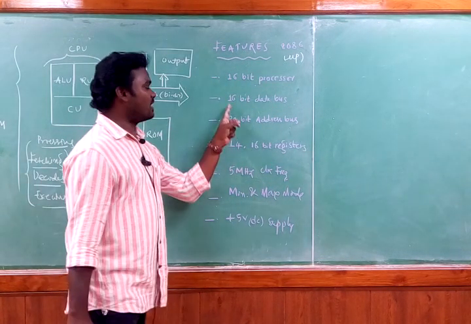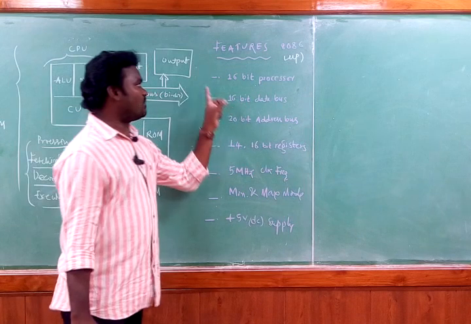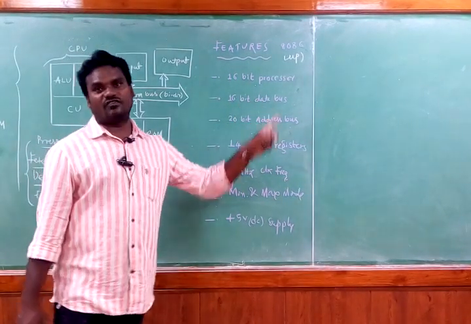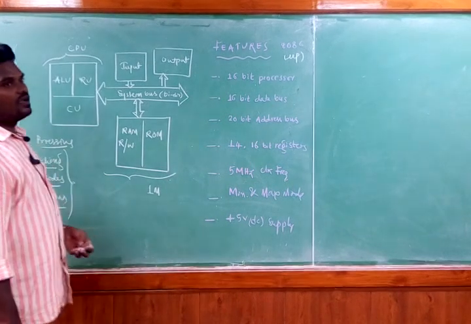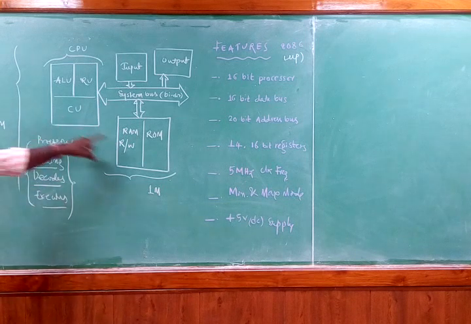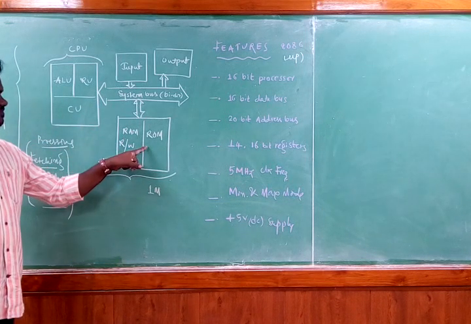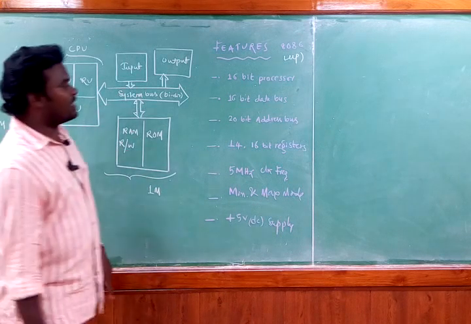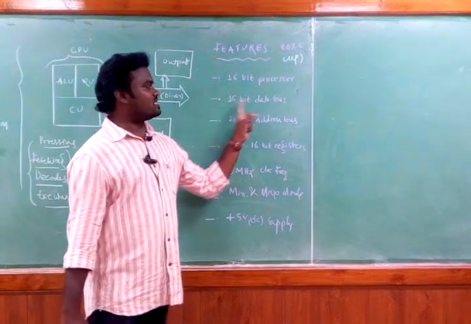Coming to the next one, the 8086 microprocessor has a 16-bit data bus. A 16-bit data bus means that in a single instruction it can read 16 bits of data from the memory, or it can write 16 bits of data into the memory.